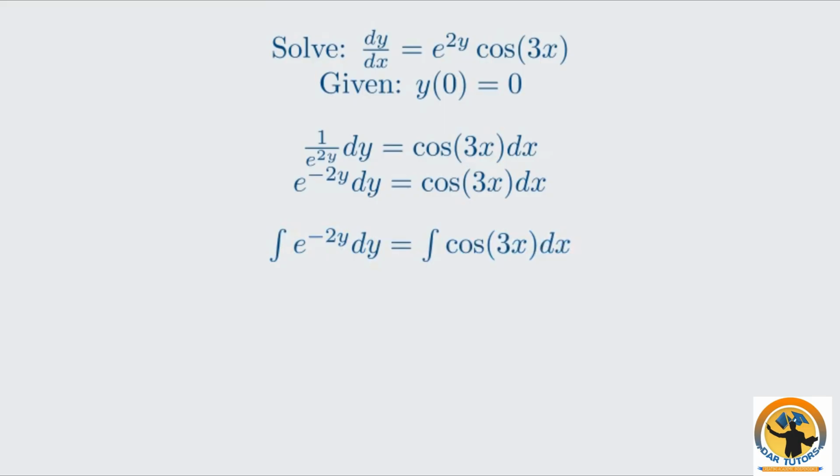Now we evaluate the integrals. For the left side, we use a u substitution with u equals negative 2y. For the right side, we use a u substitution with u equals 3x. The integral of e to the power of negative 2y is negative 1/2 e to the power of negative 2y. The integral of cos of 3x is 1/3 sin of 3x. We add a constant of integration, c. This is the general solution.